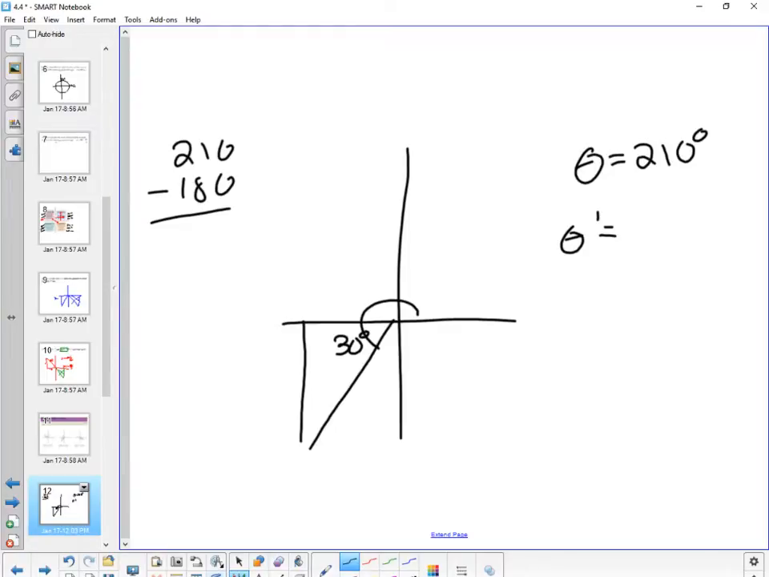So I would be trying to find the 30 degrees as a reference angle. And I would be finding the sine, cosine, tangent of 30 degrees and not 210 degrees. Yeah, this would be 60 out here, but I don't want that. All I want is the reference angle. Does that make sense? Okay.